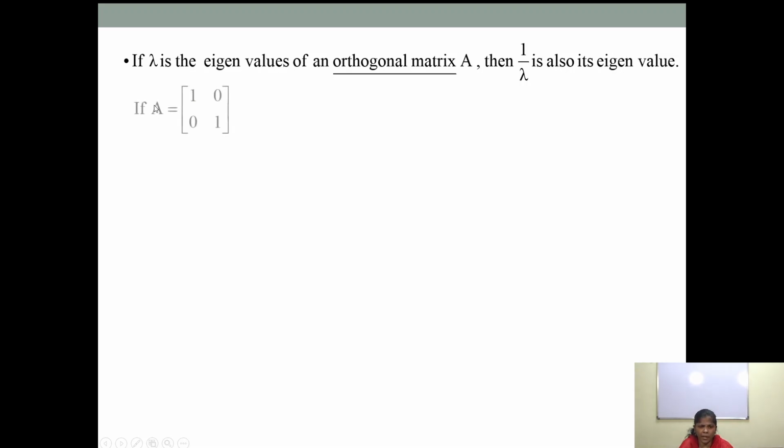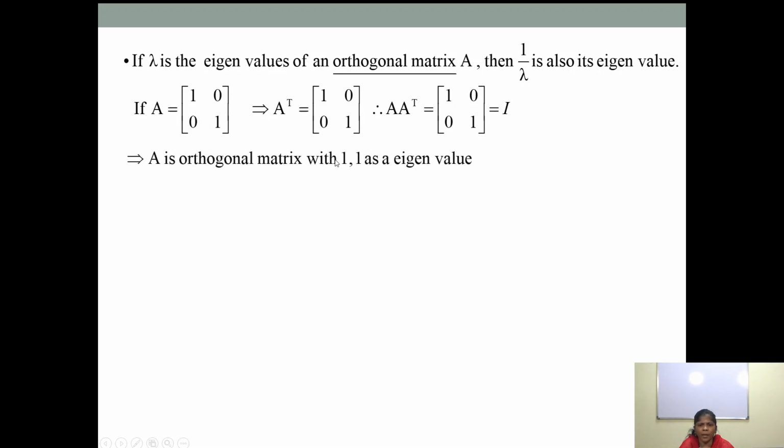Okay. So let us see, if A is this, first we have to check whether it is orthogonal or not. This is applicable only for an orthogonal matrix. So A into A transpose comes out to be I, that is the identity matrix. Hence this A is an orthogonal matrix, right? And 1 is its eigenvalue. So what will be the other eigenvalue? It will be 1 by 1, that is 1. So its eigenvalues are 1 and 1. Now note here, whenever we have an orthogonal matrix, the determinant of the orthogonal matrix is either 1 or minus 1.